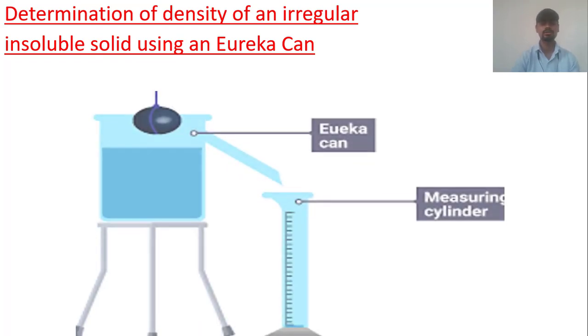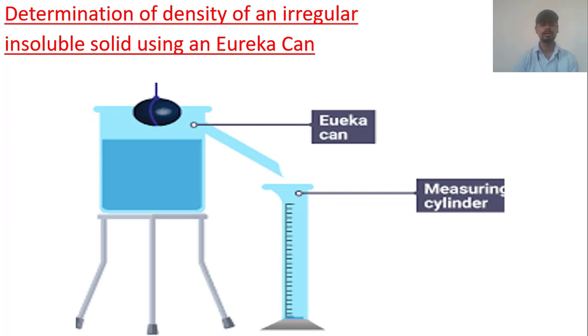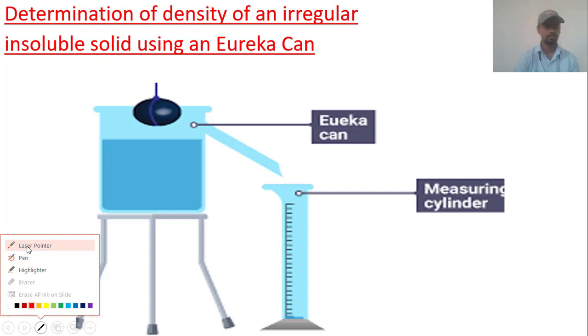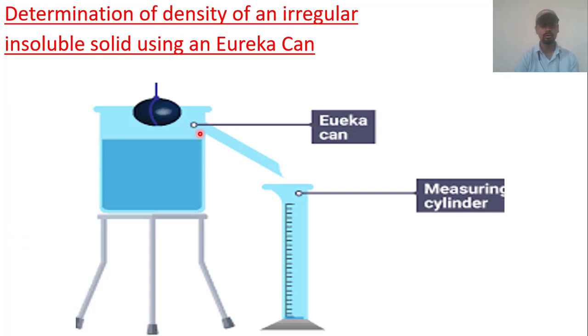Now what is an Eureka can? An Eureka can is nothing but a can with one part, as you can see in the figure, or say a pipe from where the extra water will flow out. So we have to fill the water until it reaches up to this level. Let me take the laser so I can point it out. So we have to fill the water up to this level. The water should not overflow.